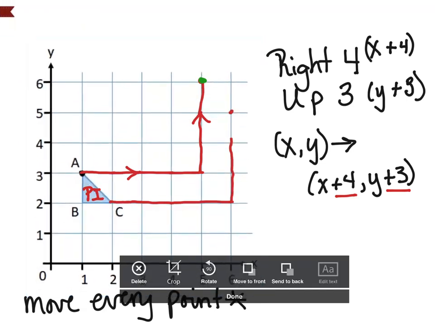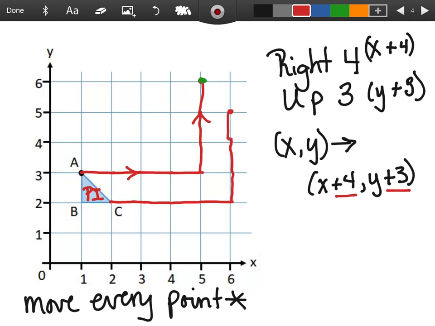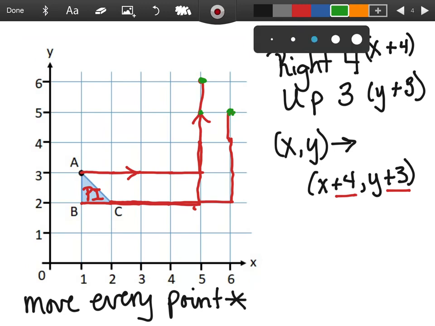Whoops, I need to change that to green. So that dot will also be green. All right, last point. The point B is going to go to the right 1, 2, 3, 4, and up 3, 1, 2, 3. There is my dot. Let's make our lines a little bigger so I can easily see the new triangle. And it is right here.